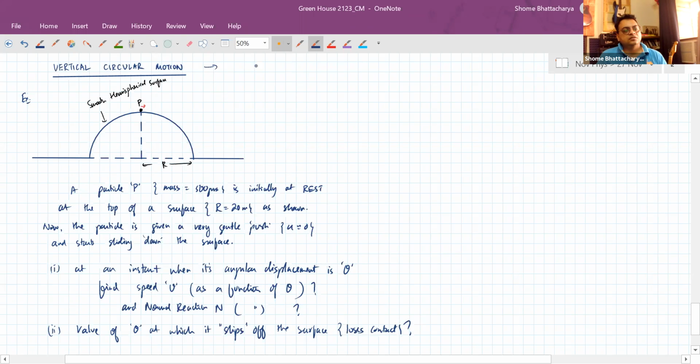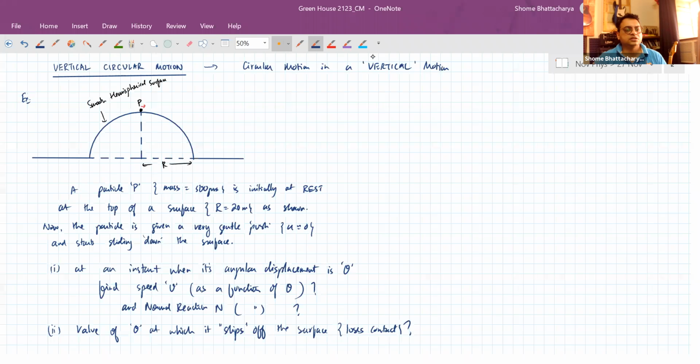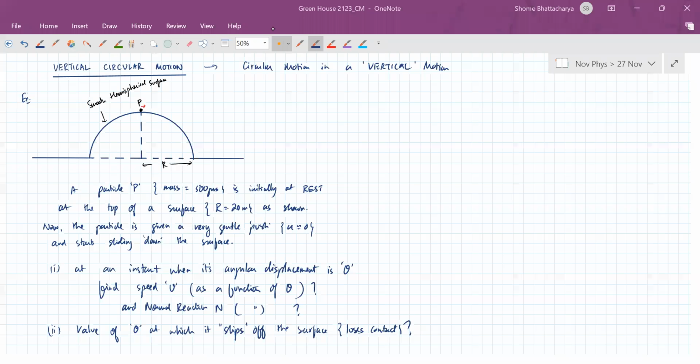So by definition, vertical circular motion is a circular motion which happens in the vertical plane. Remember, circular motion is motion in a plane. It's a two-dimensional motion. So if the two-dimensional plane in which the circle lies happens to be a vertical circle, then it's simply called a vertical circular motion. Okay. So just take down the values in the question first, then we'll discuss what to incorporate.